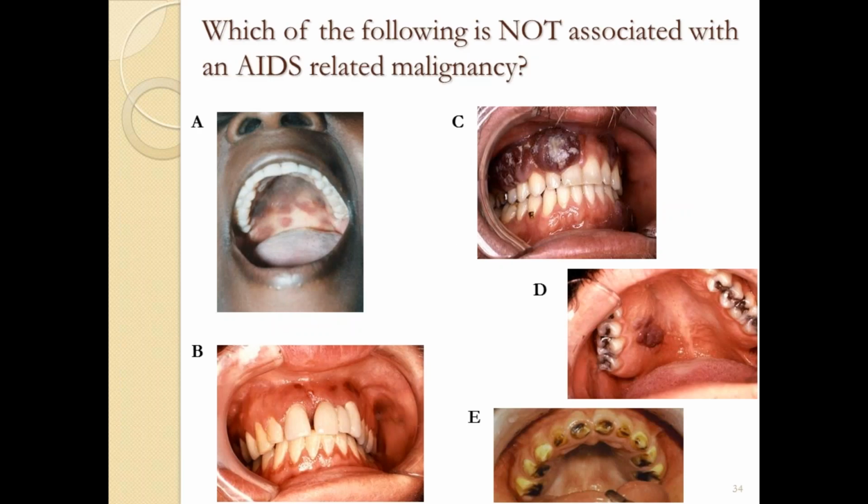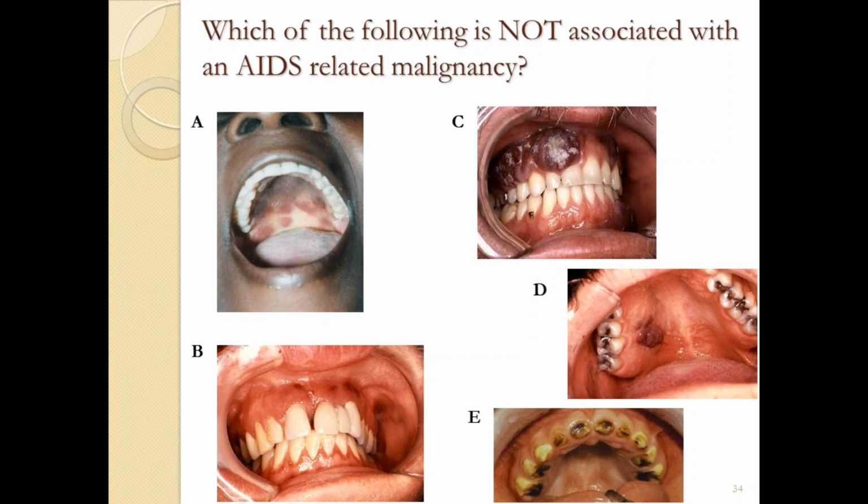Okay. So which of the following is not associated with an AIDS-related malignancy? C. I don't know. Well, no, I'll take that back. I'm going to say E. But am I wrong? E is absolutely right. So E is just periodontal disease. But A, you see this is Kaposi sarcoma.